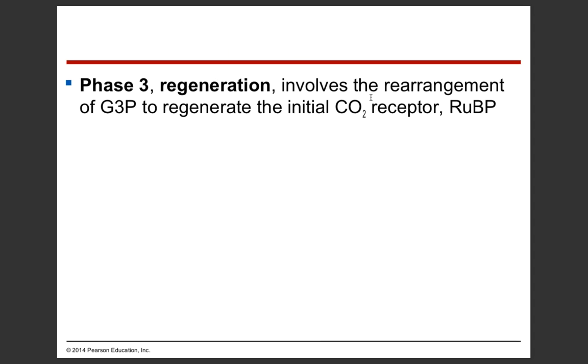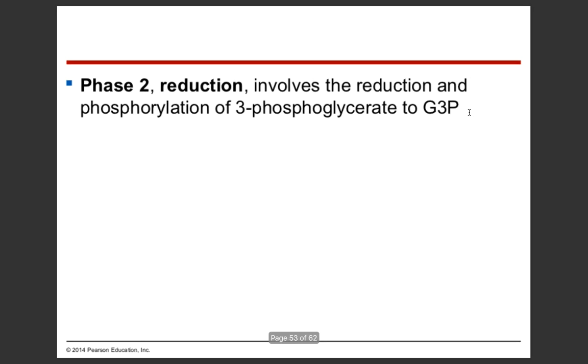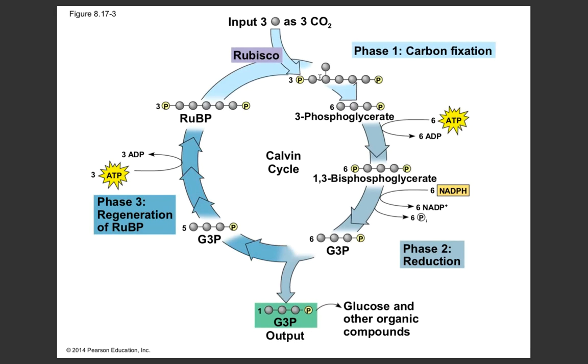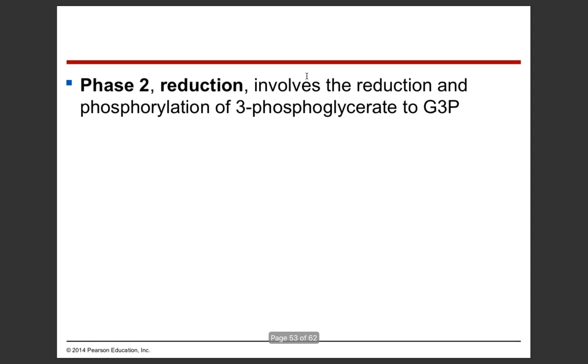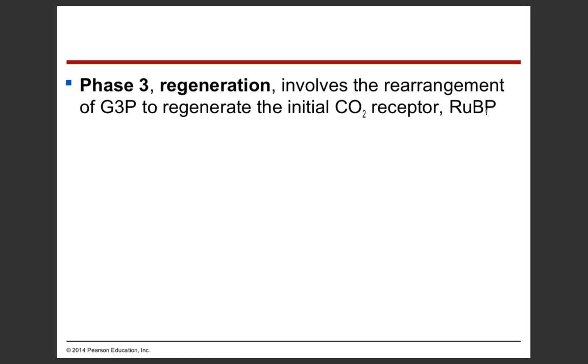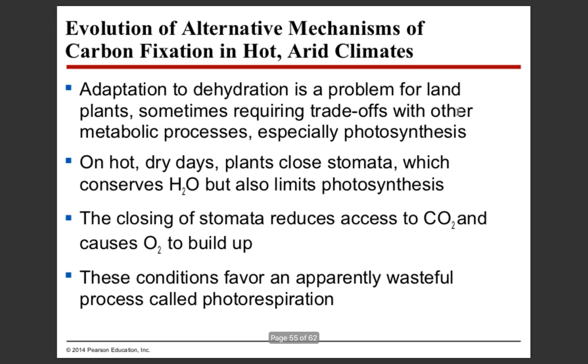Next, we have phase 3, which is regeneration. So like I said, it involves the rearrangement of G3P to regenerate the initial carbon dioxide acceptor, which is the RUBP. Because remember, the very first thing that happens is that carbon dioxide comes in and pairs up with RUBP because Rubisco helps to attach them together. That's creating our first product here, through carbon fixation. So we need to regenerate that RUBP. We're going to use a lot of the G3P we just created to go on and create more RUBP for the next carbon dioxides that are coming in.